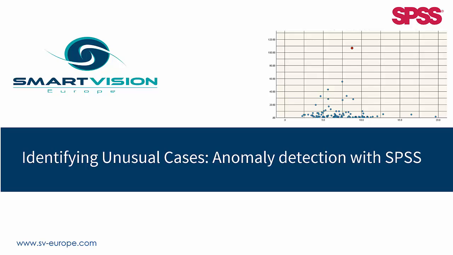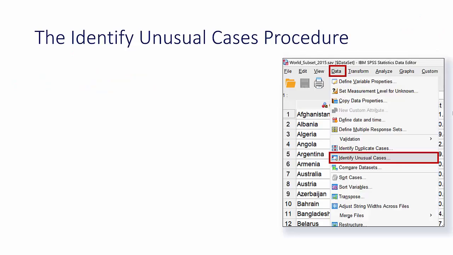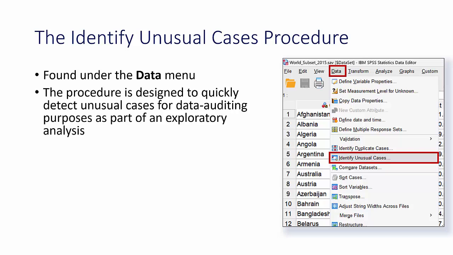Hi, in this video we're going to be looking at anomaly detection using the Identify Unusual Cases procedure in SPSS. You'll find this procedure under the Data menu, where it's simply labelled Identify Unusual Cases. The procedure is designed to quickly detect unusual or anomalous records for data auditing purposes and often as part of an exploratory analysis.